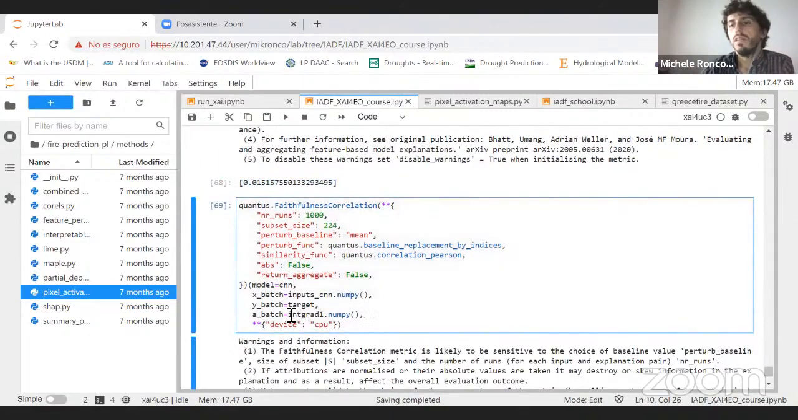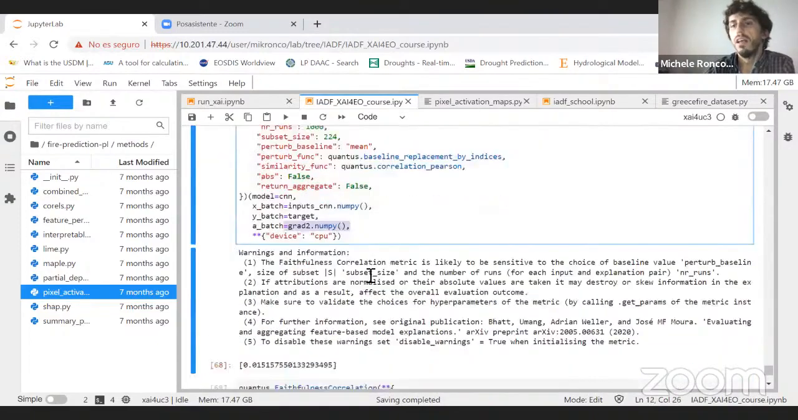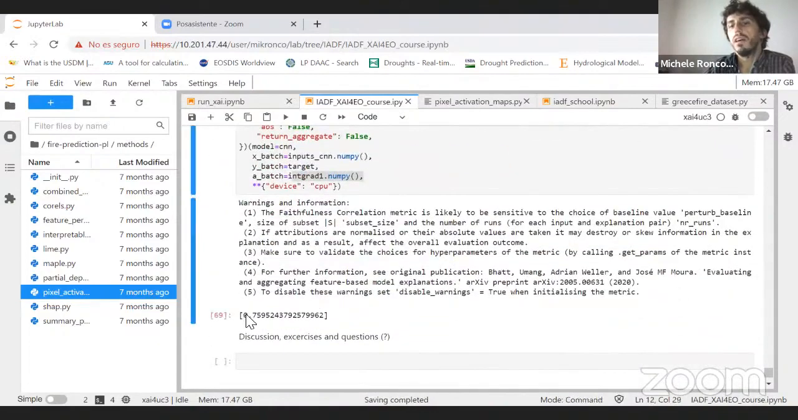We can do the same with the integrated gradients for the same model. So we are comparing two different activations, integrated gradients and gradients. And in this case, we obtain a much higher faithfulness score. So in this case, it's 0.76. Which means that according to this metric, the faithfulness correlation, we have a much better explanation given by integrated gradients rather than simple dummy gradients in this case.